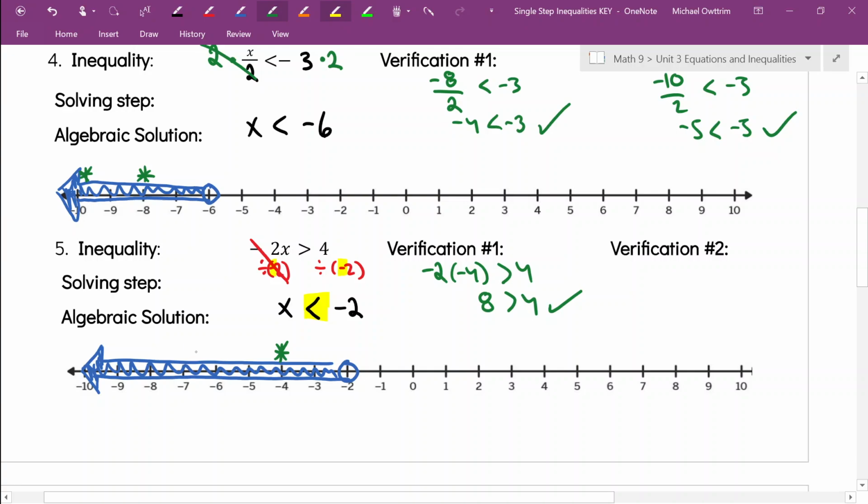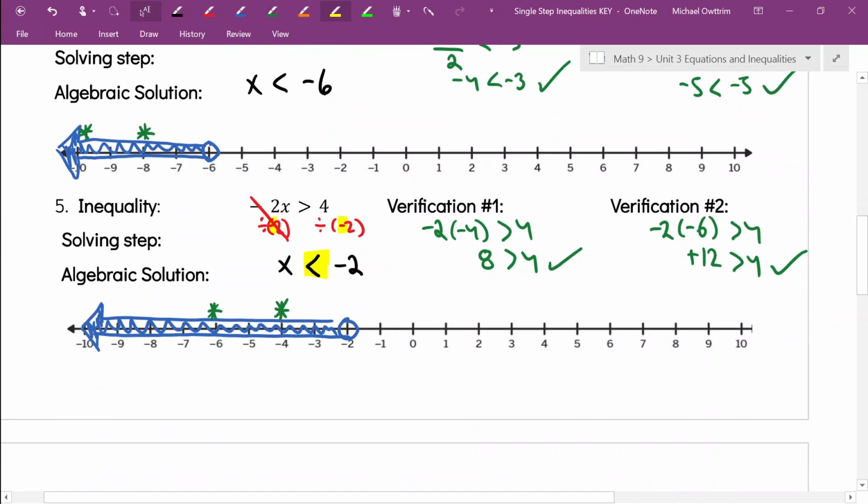We could also check a point like negative 6, and we could say that negative 2 times that x of negative 6 should be greater than 4. Negative 2 times negative 6 is positive 12, obviously, and that would be greater than 4. So both those points do work. We know that our arrow is going the right way.